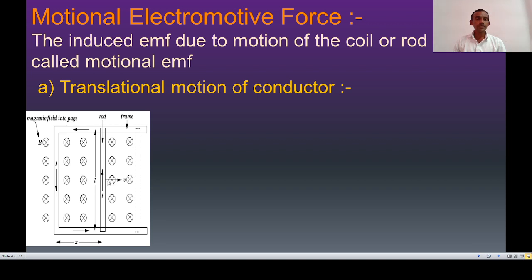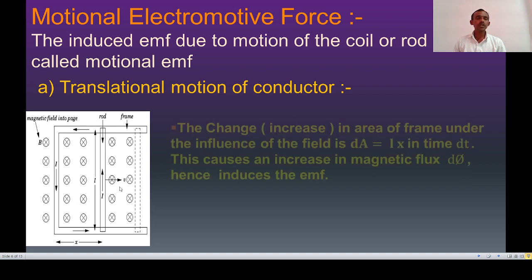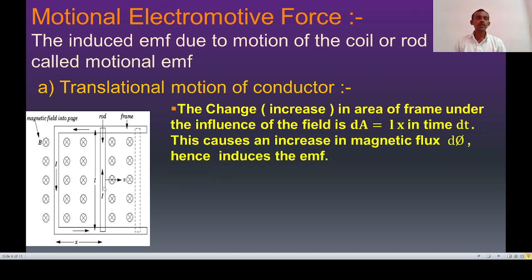Now if we move this rod with a velocity v, due to the motion of the rod there is a change in the area of this frame under the influence of the field. That is, when we move this rod with velocity v, there is a change in segment x. This length x increases, and due to this increase in x, the area bounded by this frame goes on increasing.